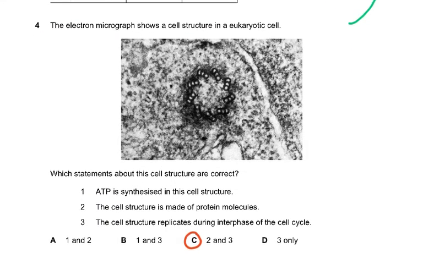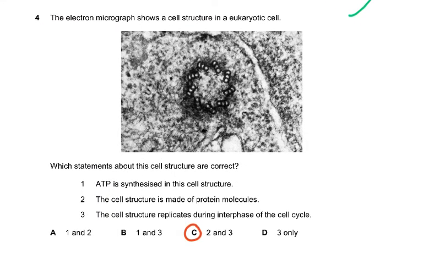Then coming on to question 4, the electron micrograph shows a cell structure in a eukaryotic cell. Now if you remember this structure, it's got these three things. It's a very typical structure. Which statements about this cell structure are correct? ATP is synthesized in this cell structure. If it was the mitochondria, then that would have been the correct answer. The cell structure is made of protein molecules, and the cell structure replicates during interphase of the cell cycle.